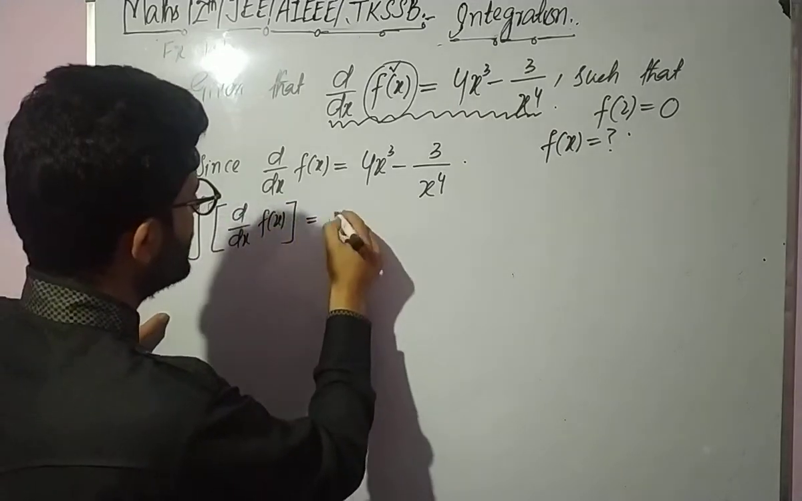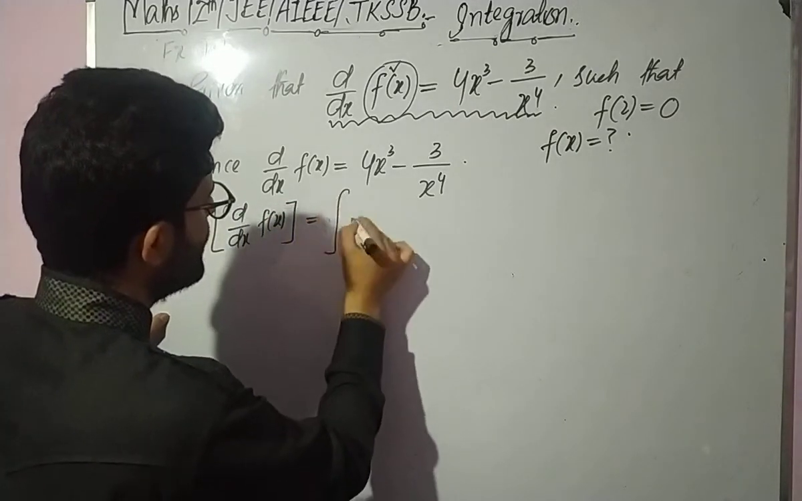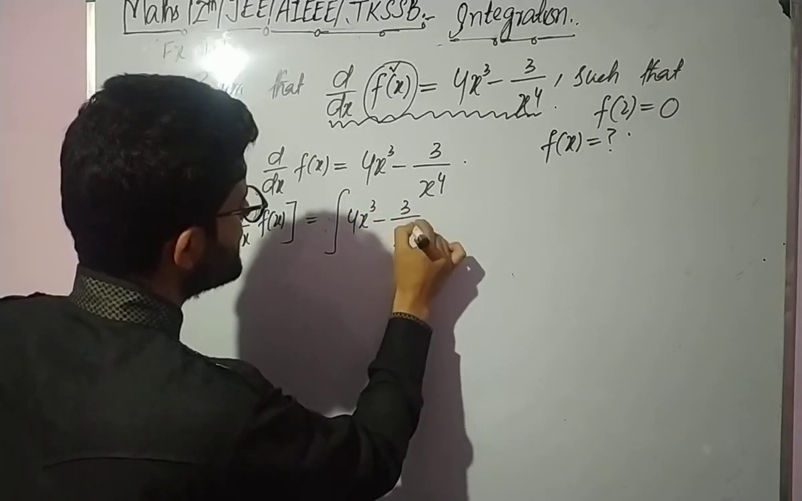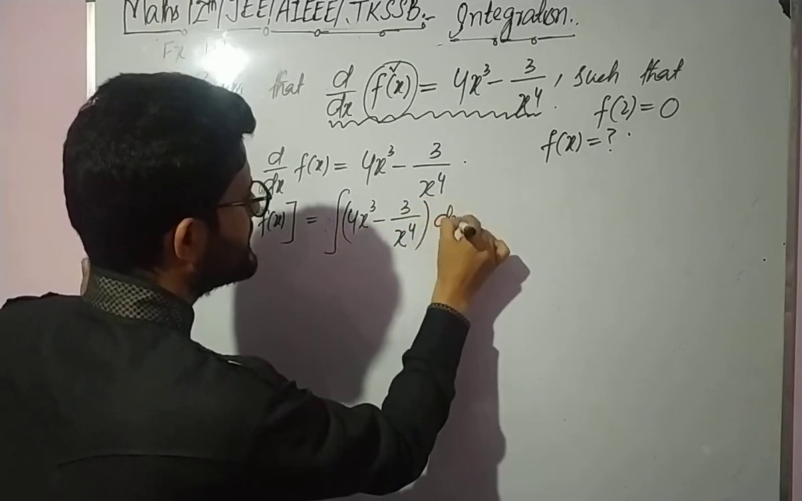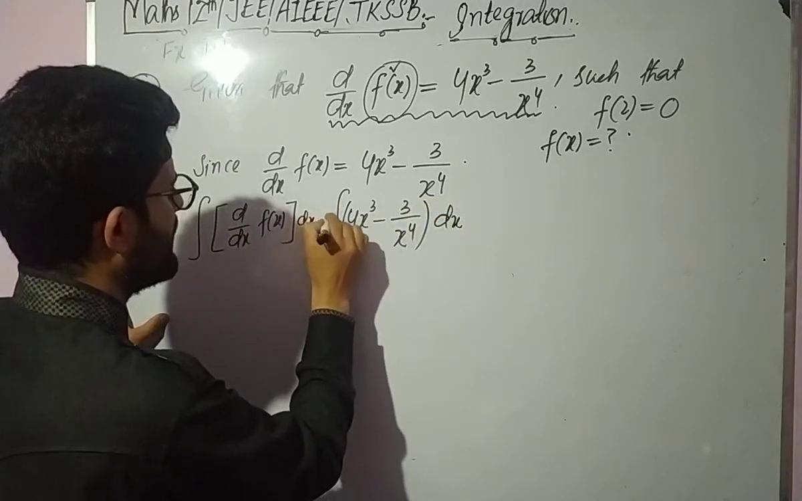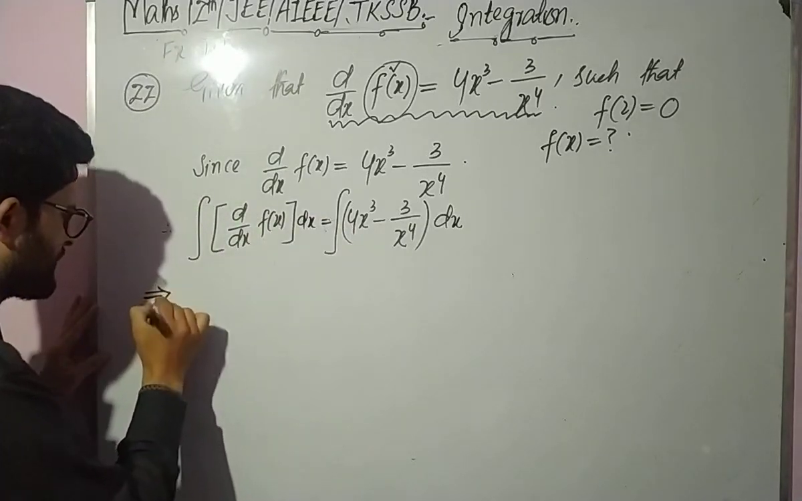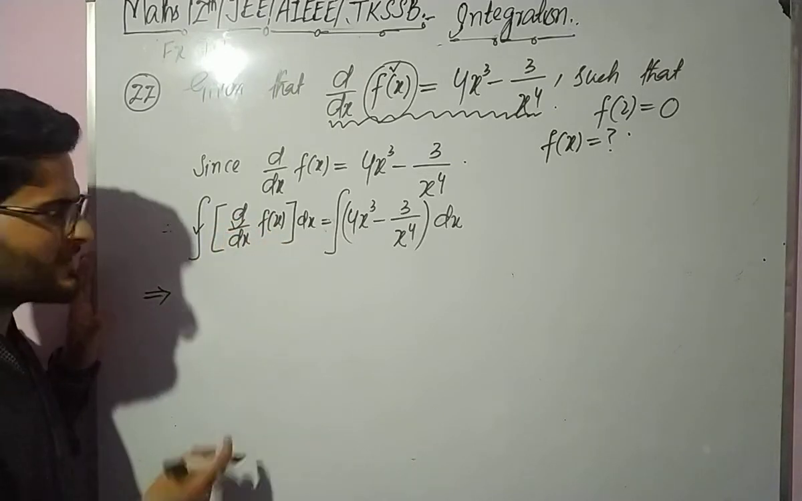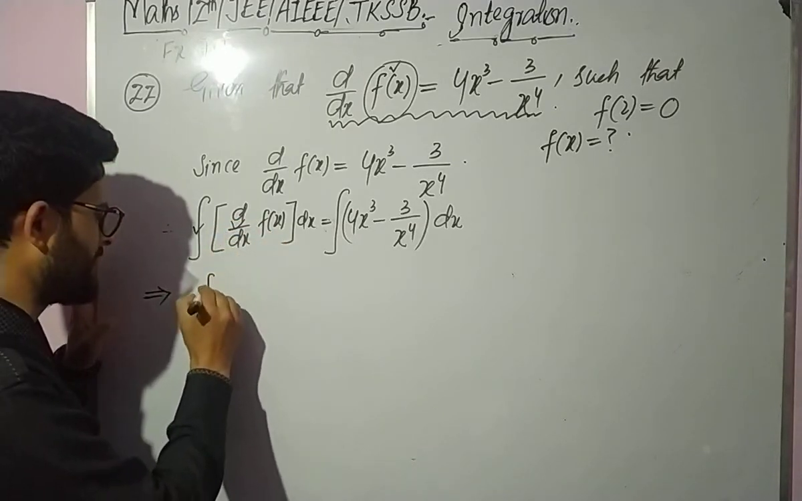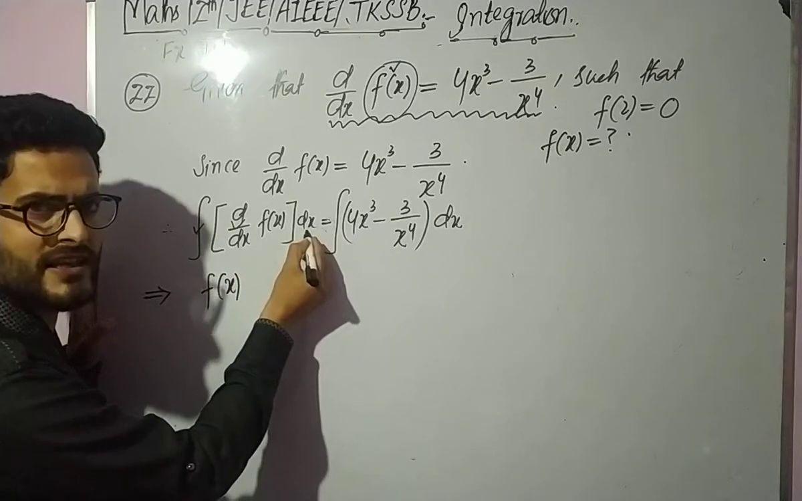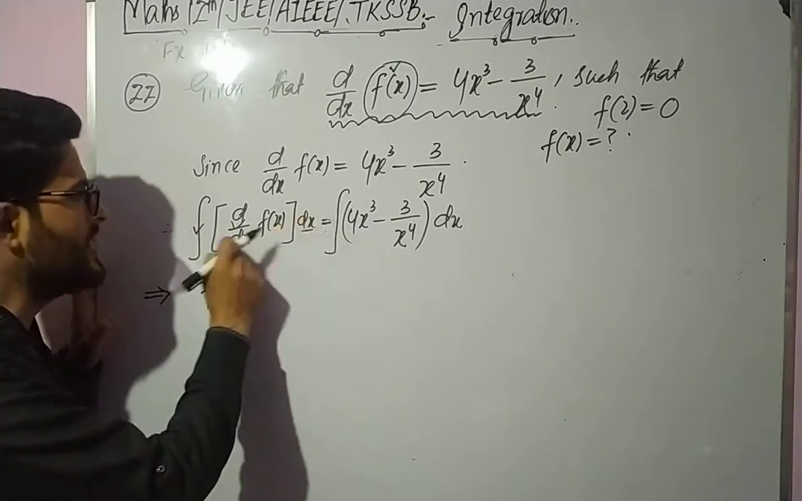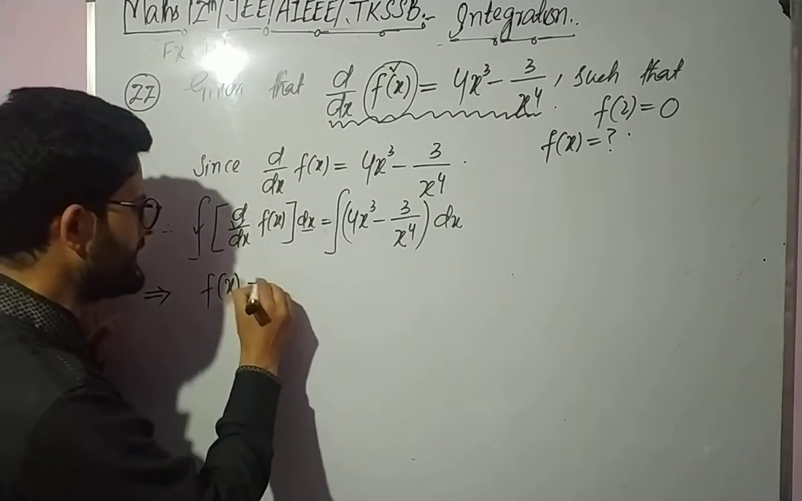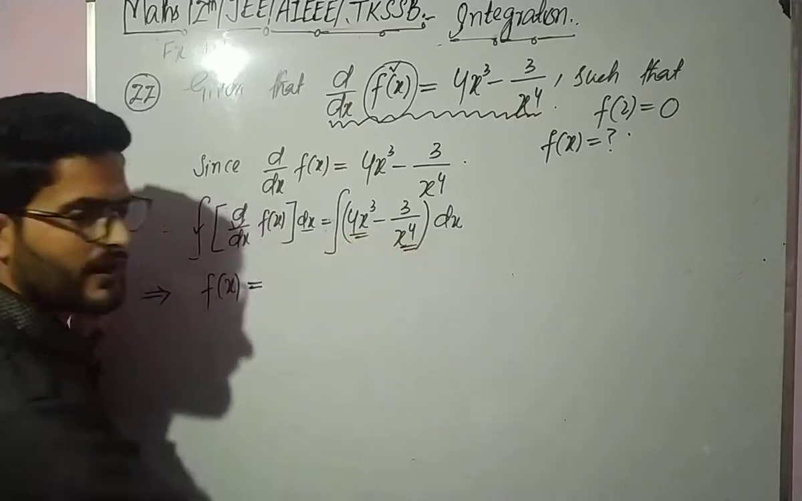equal to integration of 4x cube minus 3 upon x raised to power 4 into dx. This can be written as, now anti-derivative and derivative are the reverse processes, so they will counterbalance, so the remaining result will be f of x. The dx also won't remain, because dx is the element of integration. When the integral sign is eliminated, dx is eliminated too, so f of x is equal to. Now we have to integrate this function.